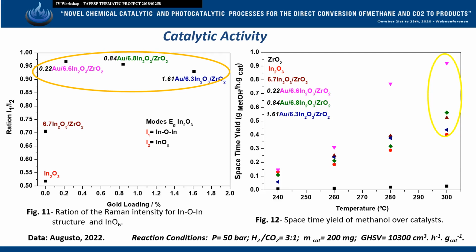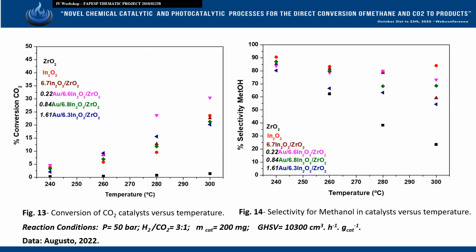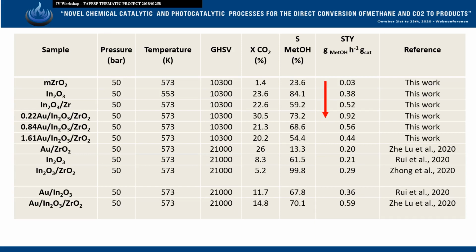1.61% of gold and the same content of indium, around 6.5%, indicated that with the increase of gold, the methanol yield at 300 degrees Celsius is reduced. The results indicate that the CO2 conversion and the selectivity for methanol improve with the presence of indium oxide. The oxide favors the catalytic activity.